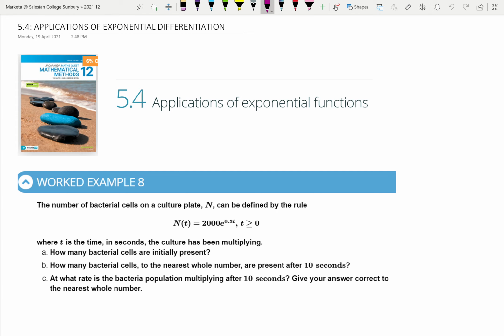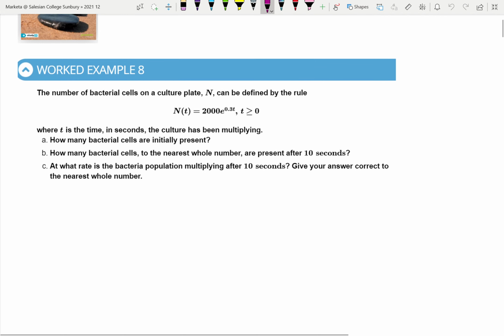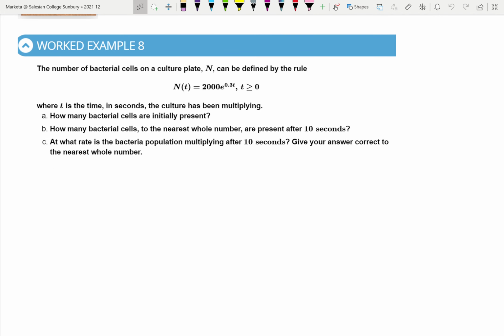Hi guys, today I'm going to go through the worked examples from exercise 5.4, applications of exponential functions. There's only one example here, so I might actually do a few of the actual questions as well, so you can get more of an idea how to go about these. So let's start with worked example 8.